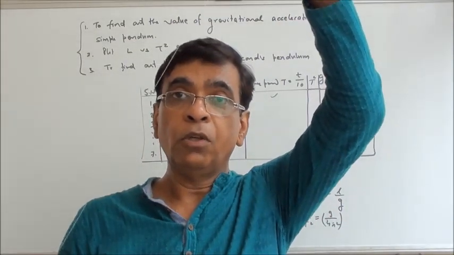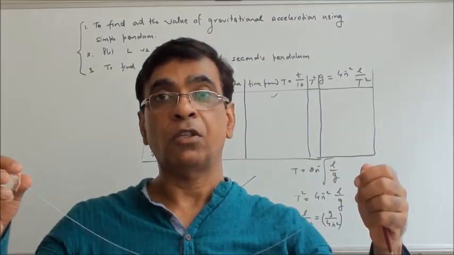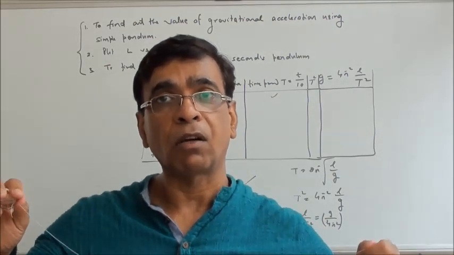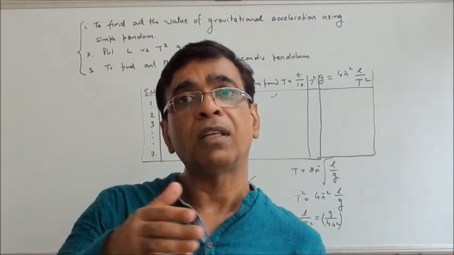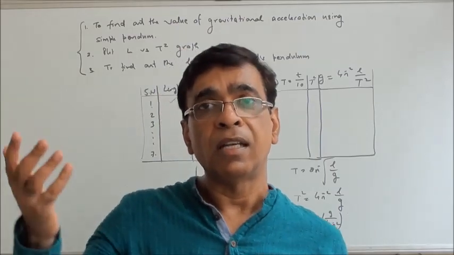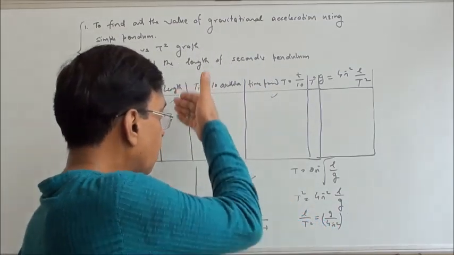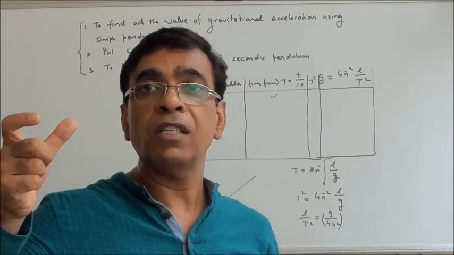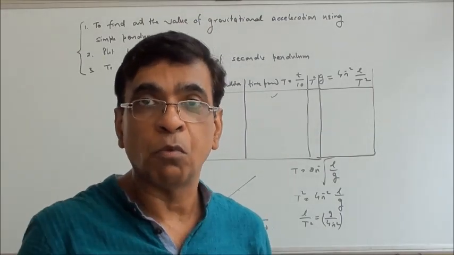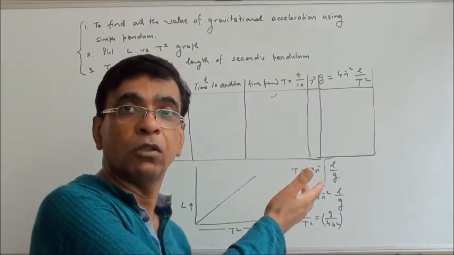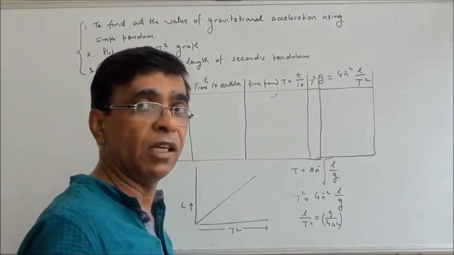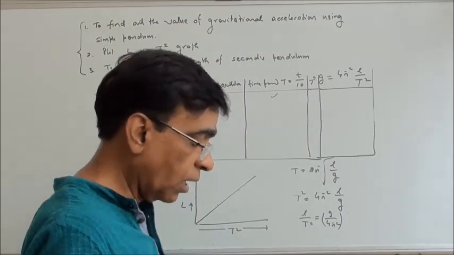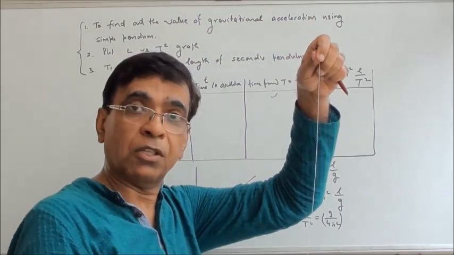The amplitude needs to be small in comparison to the length. Keep the length large, around 1 meter, and then keep on increasing by 10 centimeters, say, for each reading. The difference between two readings, keep it at 10. Otherwise, the difference in time period will be too small to be observed. So keep the difference 10 centimeters or 15 centimeters. Keep this length large in comparison to the amplitude.